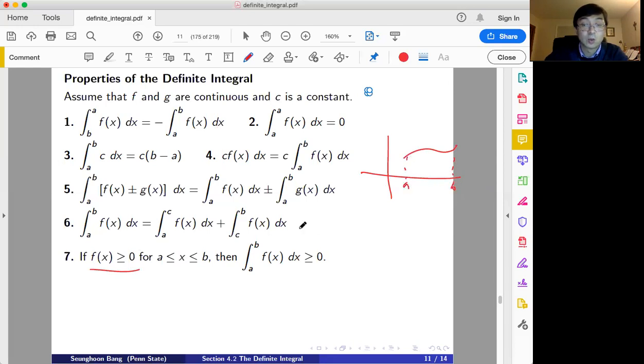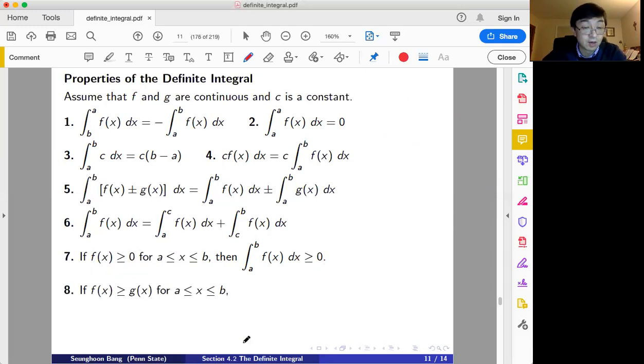So like this, what is the integral from a to b of f of x dx? Exactly the area. This is area A. The area is always positive. This is true. Similarly, for f of x and g of x, the integral from a to b of the bigger function is also bigger. So what does it mean?